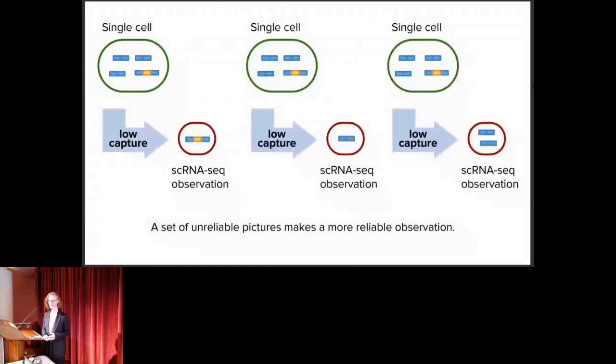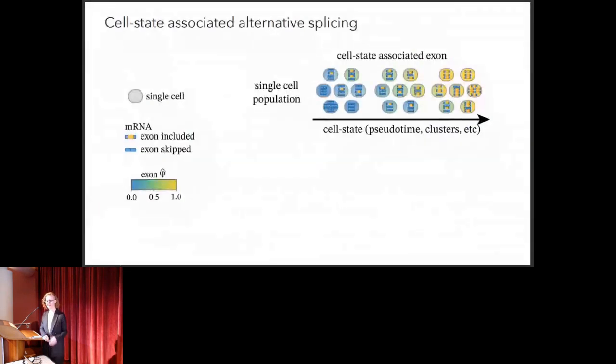If you could somehow magically sample that same cell many times, your set of unreliable pictures would combine into one more reliable observation. Obviously, we can't sequence the same cell many times, but luckily we have many cells that are similar. And now that we've sort of shown that the variance between cells is largely due to this technical artifact, we do expect that splicing should be fairly similar from one cell to the next. And so we'll just take advantage of that to look for things that follow that pattern in a way that might show that they're regulated across the space of cells versus things that are just highly variable without a particular pattern.